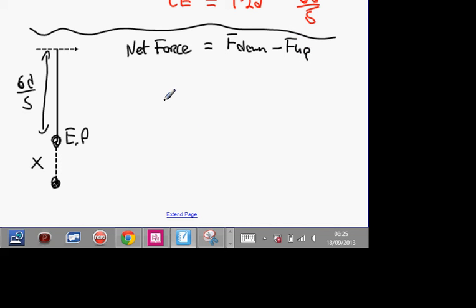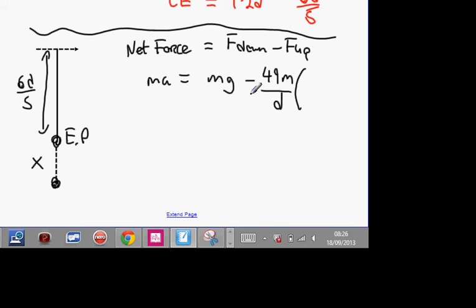Okay, net force is going to be ma, isn't it? Because the particle has mass m. So ma equals force down. What's the force down? mg, which is 9.8m, minus force up. Force up is going to be the k value. What's the k value? 49m over d.